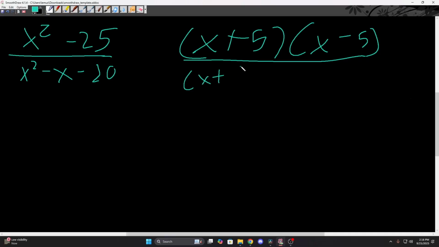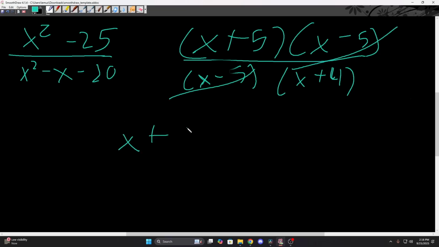Two numbers that multiply to negative 20 and add to negative 1 is x plus, well, hold on, let me just fix that. It's x minus 5 and then x plus 4. I mean, negative 5 times 4 is negative 20, and then negative 5 plus 4 is negative 1. Now you cancel out. You should end up with x plus 5 over x plus 4. Yep.